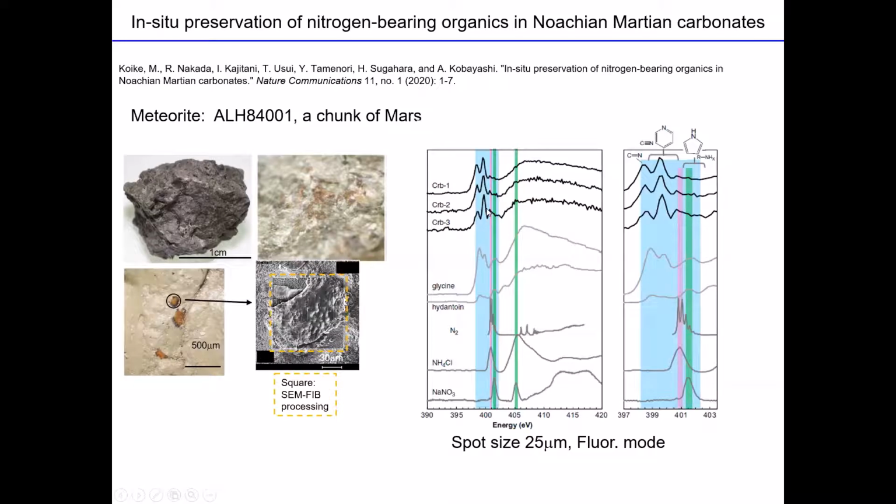And so what you find is some nitrogen spectra that don't agree with such things as ammonium chloride or sodium nitrate, but look more like, say, amino acids. And these are some examples of the functional groups that this would agree with.